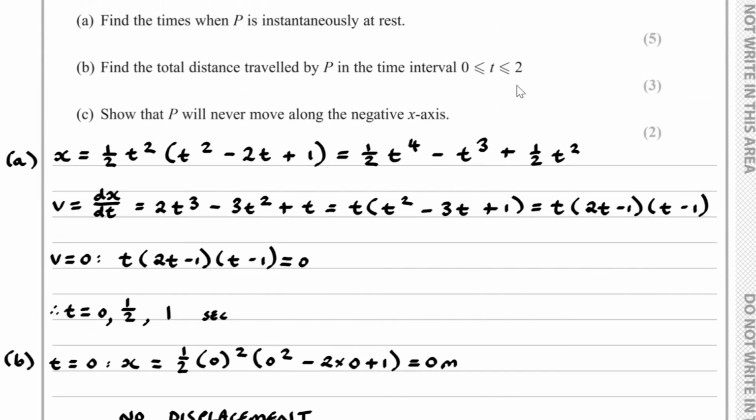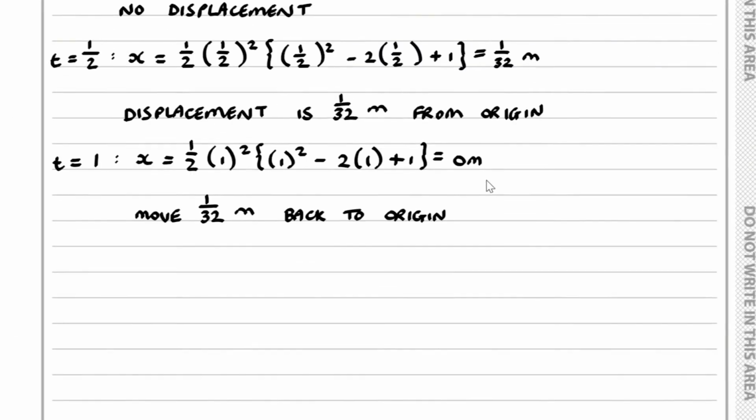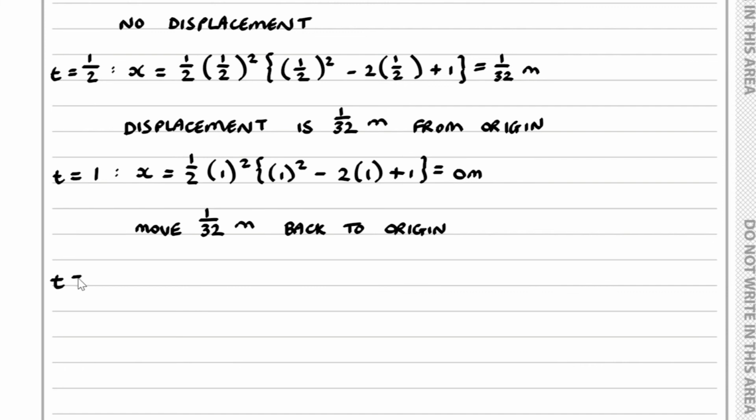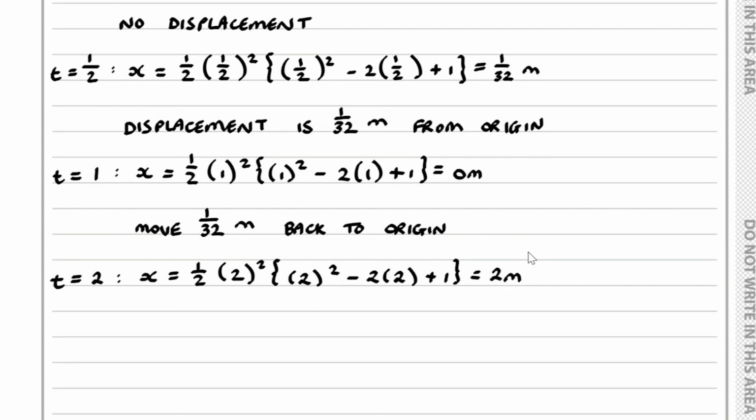Now let's see what happens when t equals 2. x is equal to 1/2 times 2 squared times 2 squared minus 2 times 2 plus 1, and it turns out here we get 2 meters. So what does this represent then? Well, it tells us that the displacement from the origin then is 2 meters.